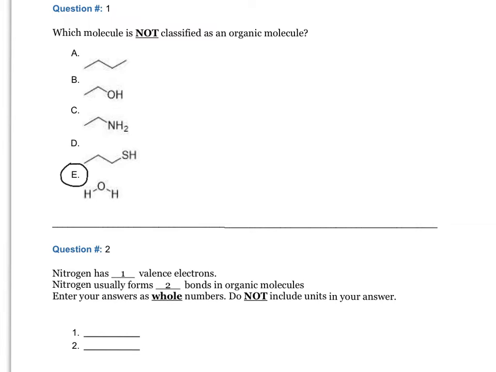Question number 2. Nitrogen has blank valence electrons. Nitrogen usually forms blank bonds in organic molecules. Enter your answer as whole numbers. Do not include units in your answer. The answer to part 1: nitrogen has 5 valence electrons. That Lewis dot structure has 3 unpaired electrons, therefore nitrogen usually forms 3 bonds in organic molecules.